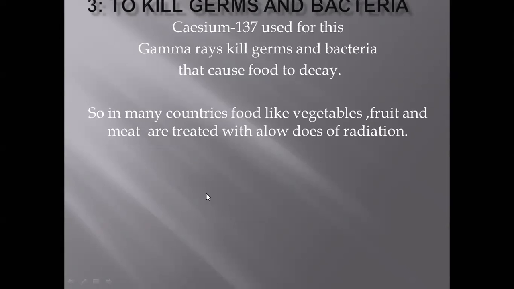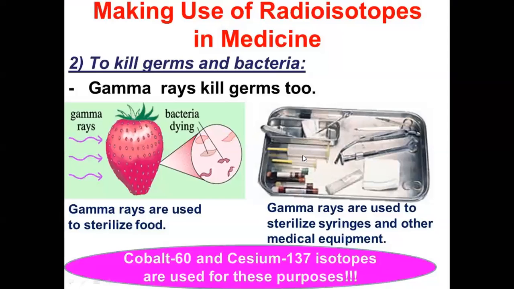Cesium-137 is used for this. Gamma rays kill germs and bacteria that cause food to decay. So in many countries, food like vegetables, fruit, and meat are treated with a low dose of radiation.